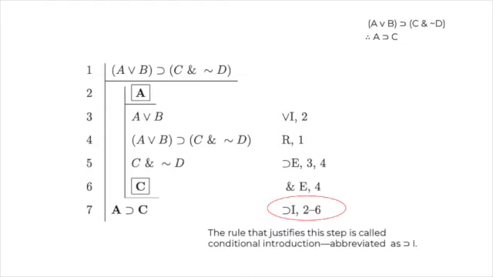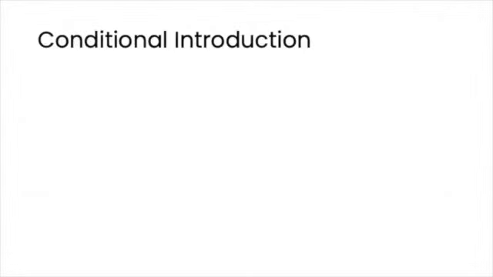We also cite the lines, but instead of writing 1 or 2 lines separated by a comma, as in our previous rules, we cite a range of lines, 2 through 6 in this case, which are the lines occupied by our subderivation. Okay, I hope this has given you a taste of how subderivations work. Now, let's take a closer look at the rule of conditional introduction itself. Here's a concise statement of the rule.